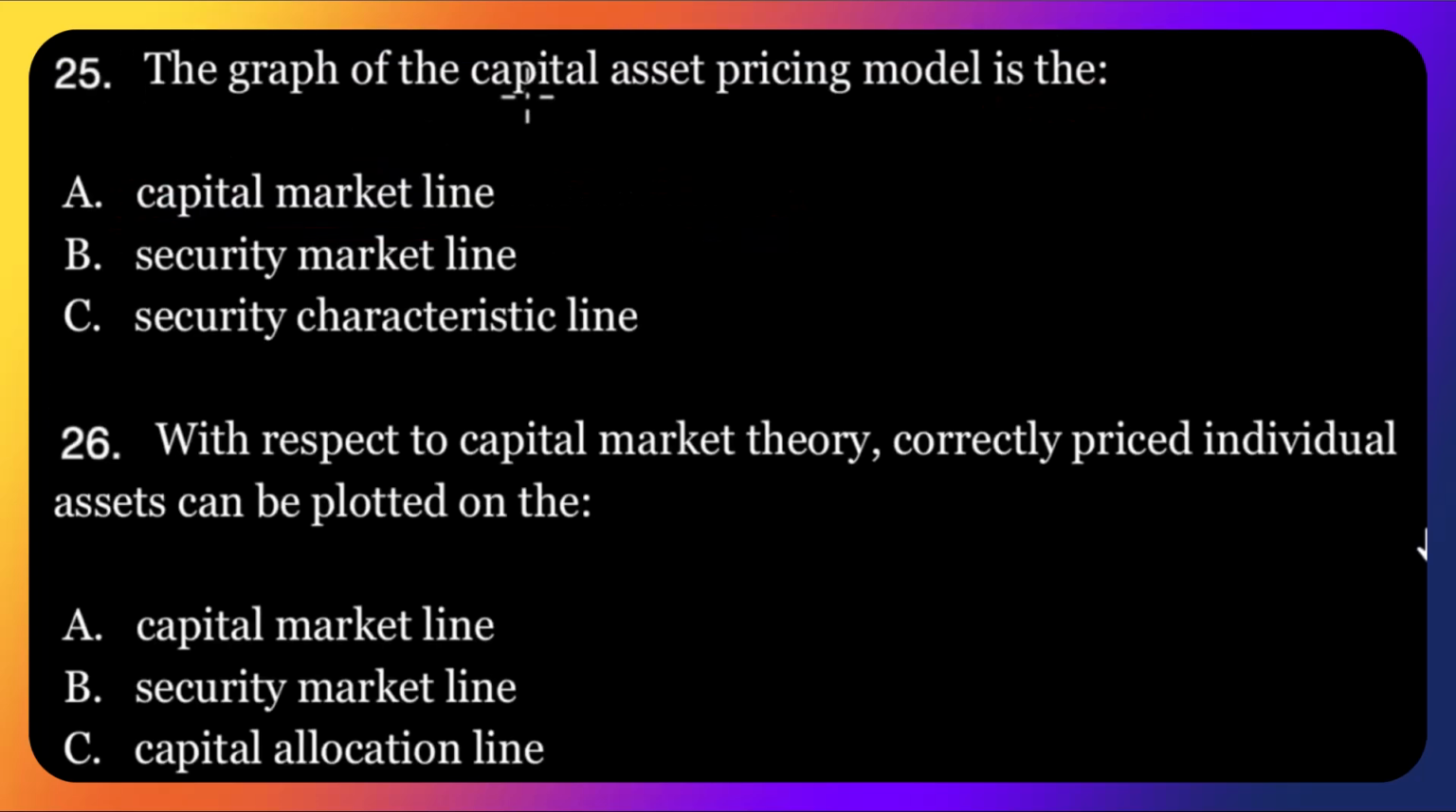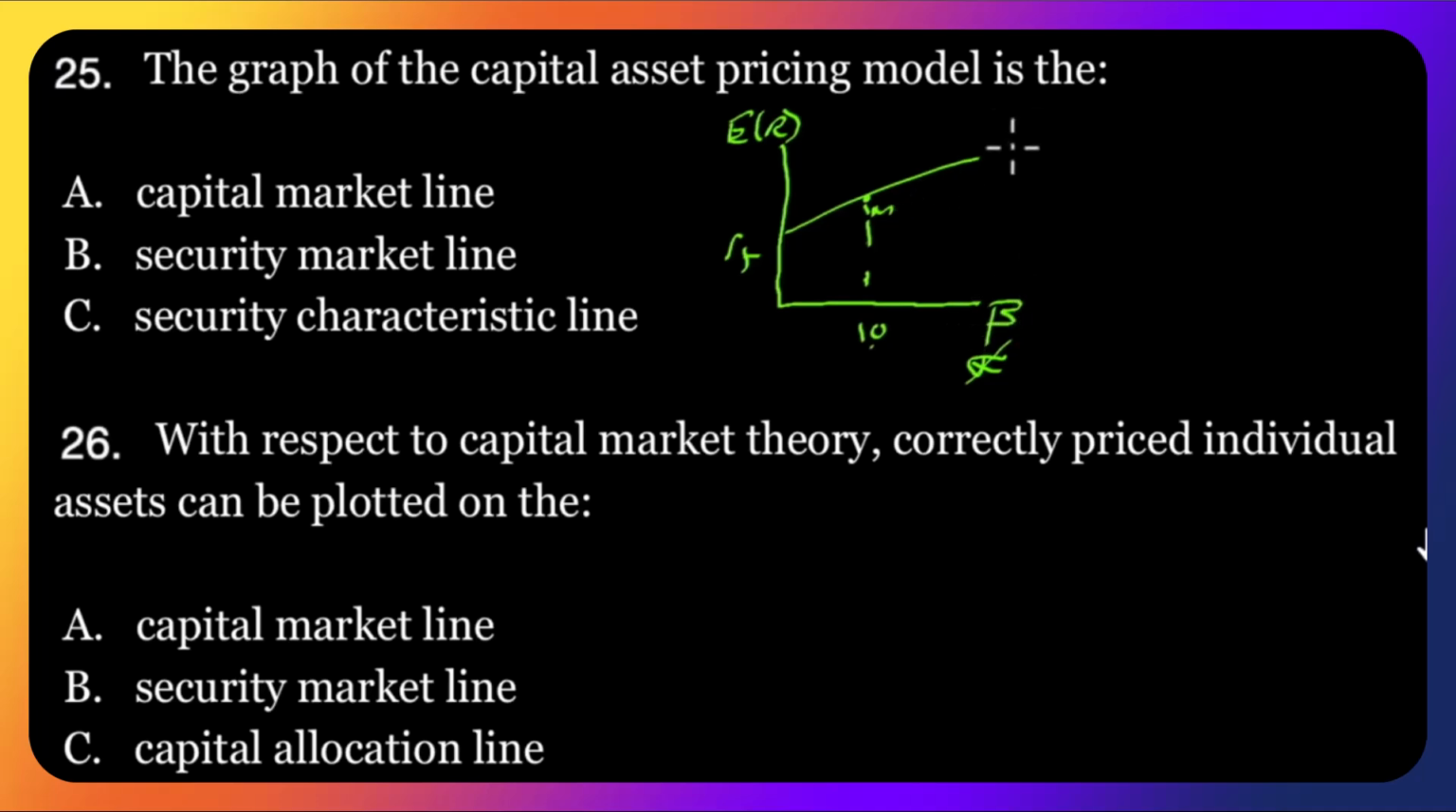The graph of the capital asset pricing model is the capital market line, the security market line, or the security characteristic line. Remember now, once we moved from sigma to beta, we still had the same thing here. It still looked exactly the same, and there's the market portfolio again. It's got a beta of 1, but we no longer call it a capital market line. We're using beta. We call it a security market line. So the graph of the capital asset pricing model is the security market line.